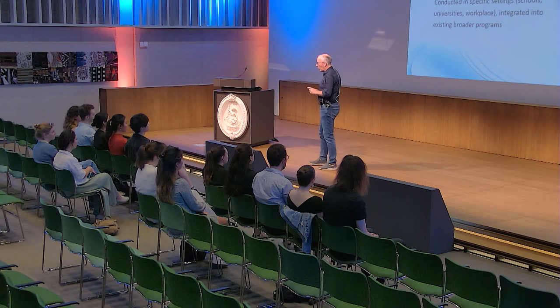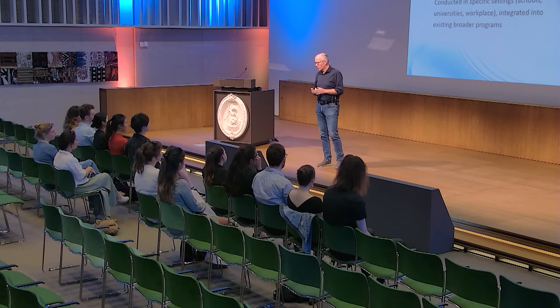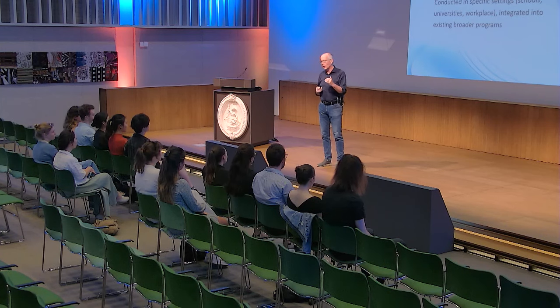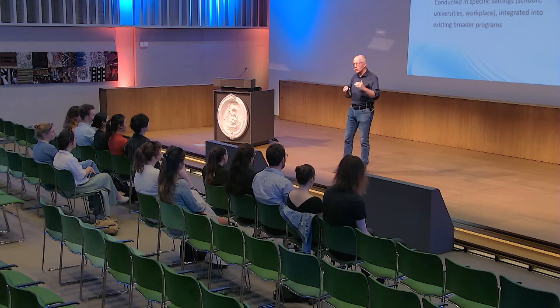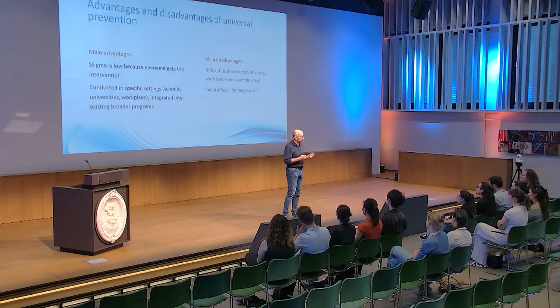But there are also disadvantages. And the most important one is that it's very difficult to show that they work, because the incidence of depression is very low. Let's say 1.5 to 2% of the population develops a depressive disorder within 1 year. So 1 or 2 out of every 100 people will develop a depressive disorder in the coming year.